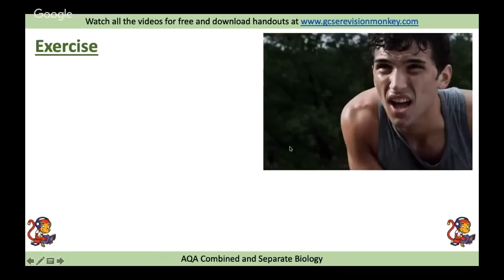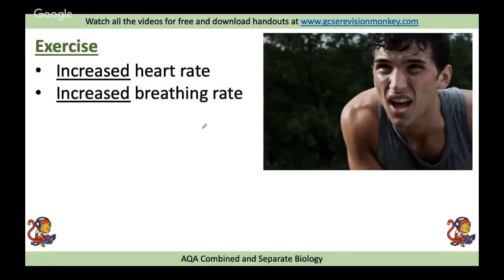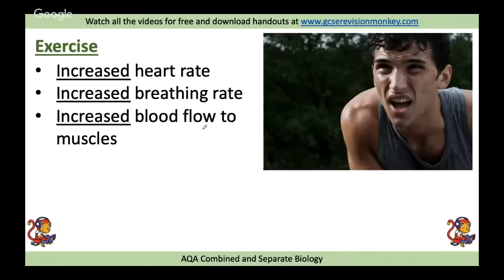Okay, exercise. I'm going to highlight to you the keywords that are going to come up in exercise questions. Again, if you're looking for longer answer questions especially, they're going to be looking for an increased heart rate, an increased breathing rate, and maybe breathing volume as well you can put.